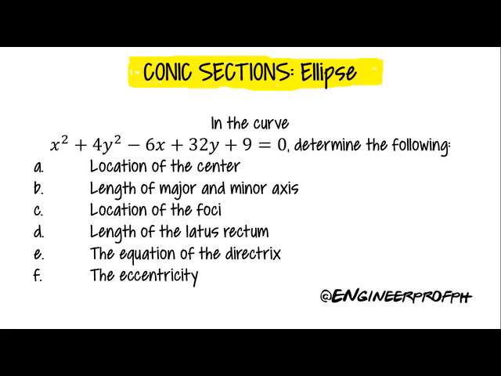So in this problem, guys, we have the curve x squared plus 4y squared minus 6x plus 32y plus 9 equals 0. Determine the following: A, the location of the center; B, the length of the major and minor axis; C, the location of the foci; D, the length of the latus rectum; E, the equation of the directrix; and F, the eccentricity. Basically, this problem is from the board exam, but I took everything that must be found in an ellipse so it is all in one.